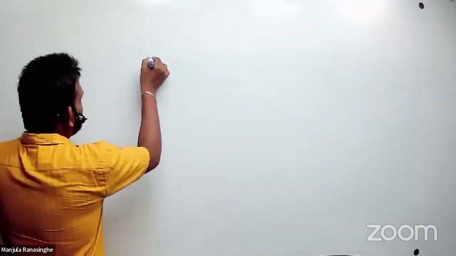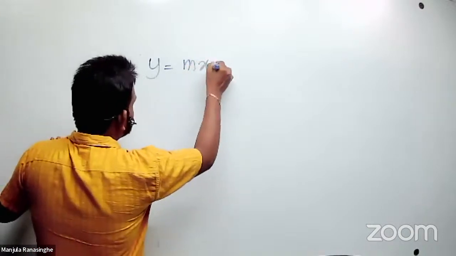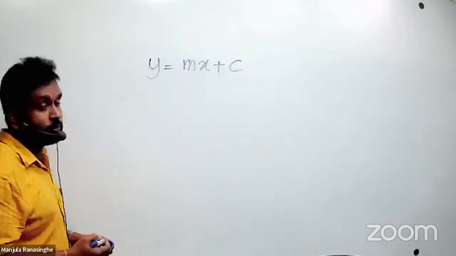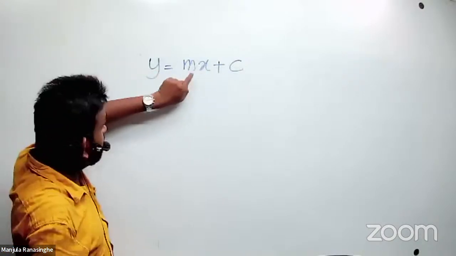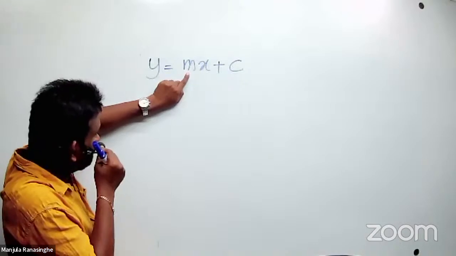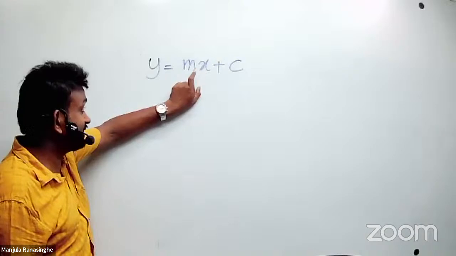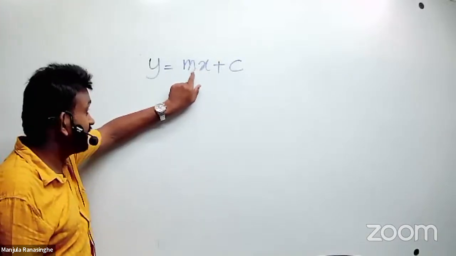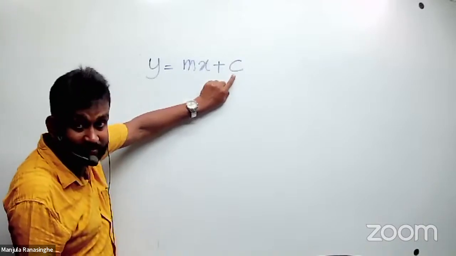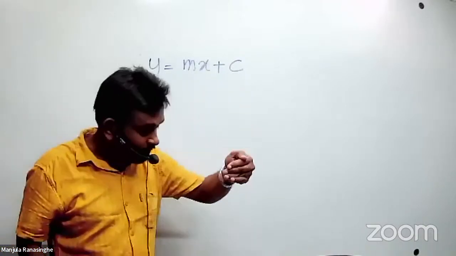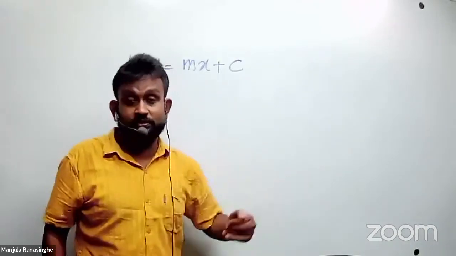Second one, the equation is given. You know the format of the straight line graph: y equal mx plus c, right? M is the gradient. How to identify that one? That is the coefficient of x. That is the gradient. And after that, the c part is the intercept. So the front value of x is the gradient, and thereafter the constant is the intercept.